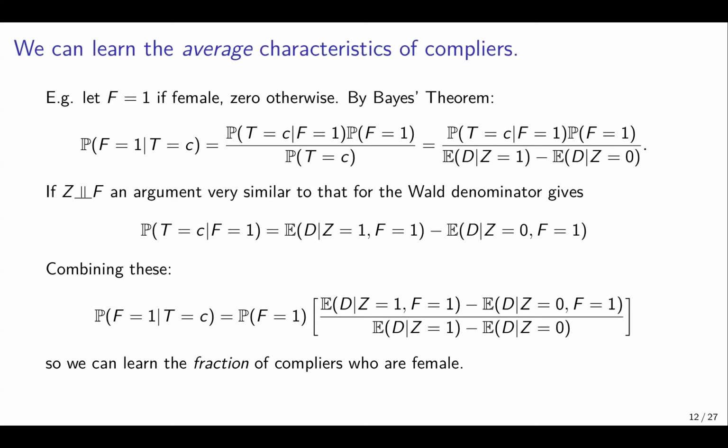So we know the probability female; we're assuming that we know this because we can observe that characteristic in the data set. And now what we have is a way to use other things we can observe, d, z combined with f, to figure out the share of female among the compliers. So we can't point to somebody and say, hey, that person's a complier, but we could say, well, what proportion of the compliers are female, for example?